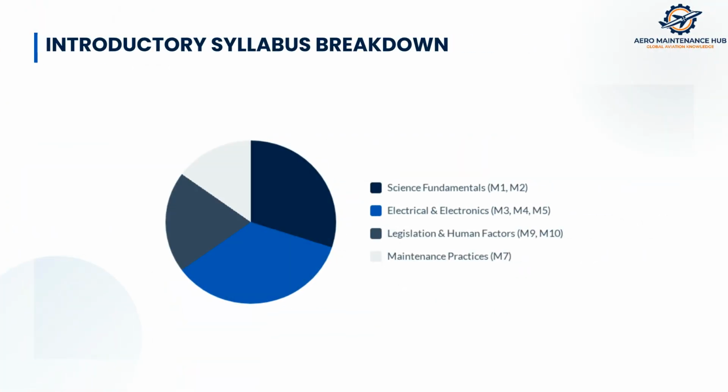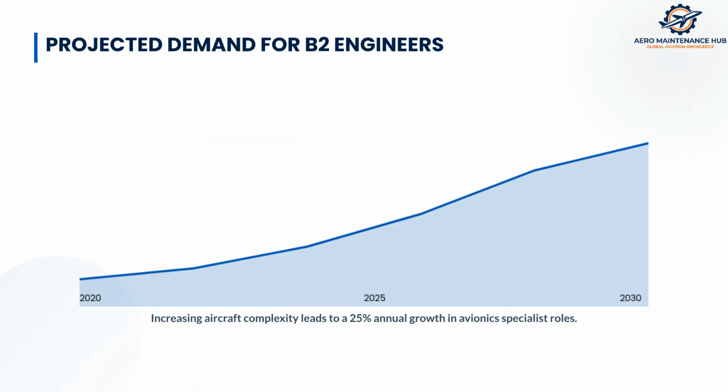This introductory syllabus breaks down the modules into core areas: science fundamentals, electrical and electronics, legislation and human factors, and maintenance practices. Due to increasing aircraft complexity, the projected demand for B2 engineers shows a significant annual growth of 25% in avionics specialist roles.